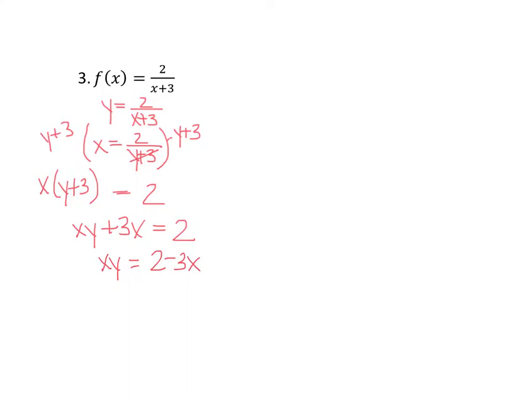Now to get y by itself, I need to get rid of that x, so I'm going to divide both sides by x. So I'm going to get 2 minus 3x all over x. So my answer is going to be the inverse equals 2 minus 3x all over x.